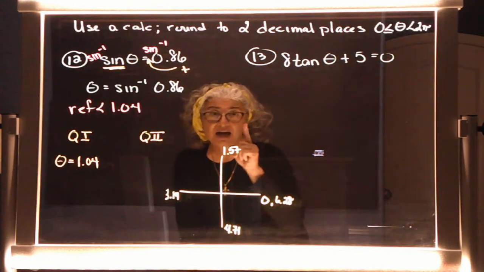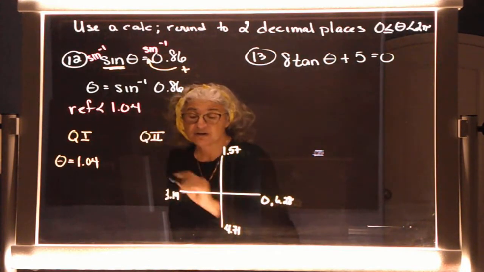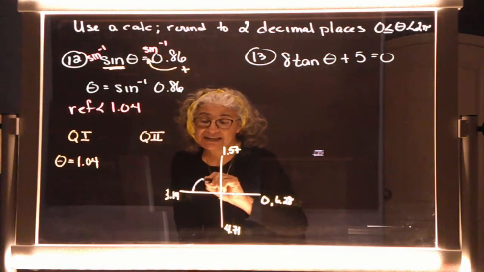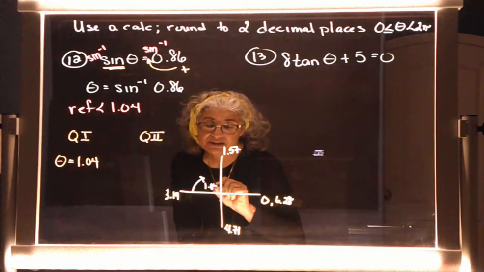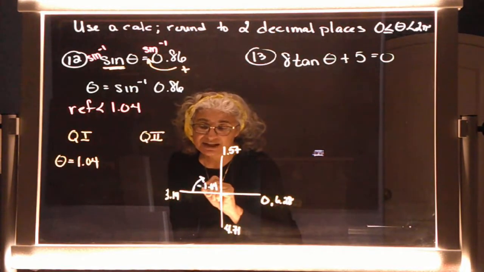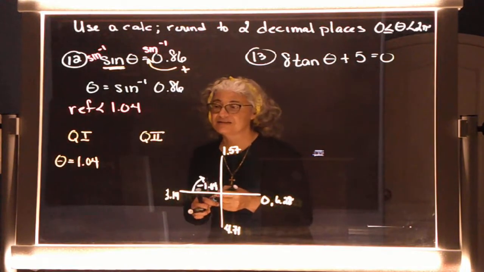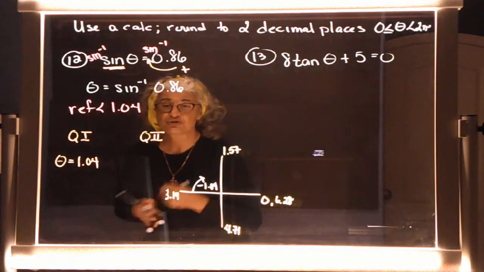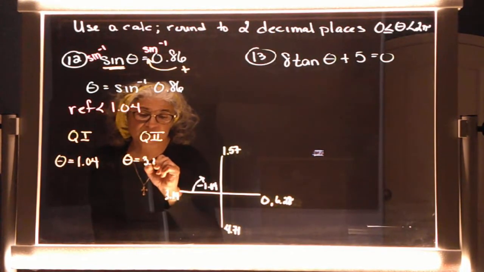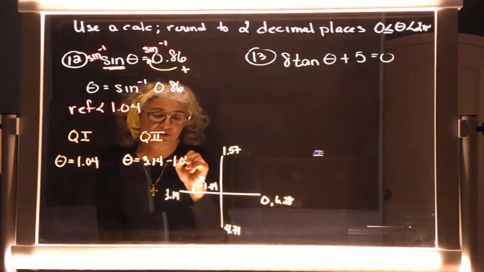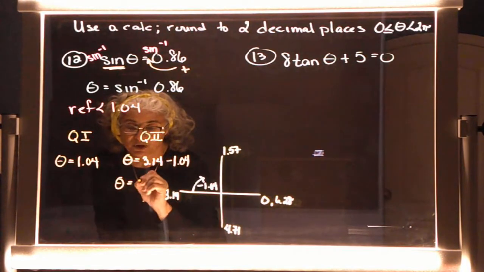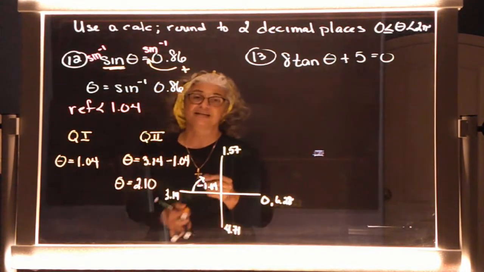I need to come up, since my reference angle is 1.04, from the x-axis. From the x-axis, I'm going into quadrant 2 by 1.04. But since I'm going clockwise, since I go against the labeling, that's a subtraction problem, isn't it? Which means to find your quadrant 2 angle, you're going to take 3.14, you're going to subtract the reference angle of 1.04, which means your theta in quadrant 2 is approximately 2.10.